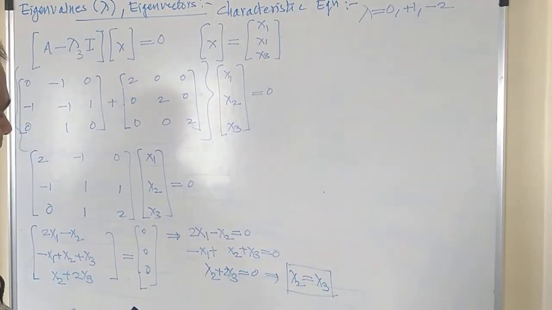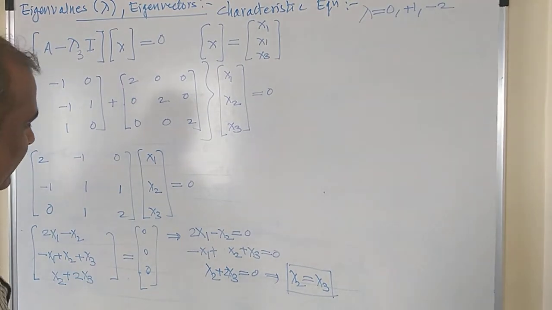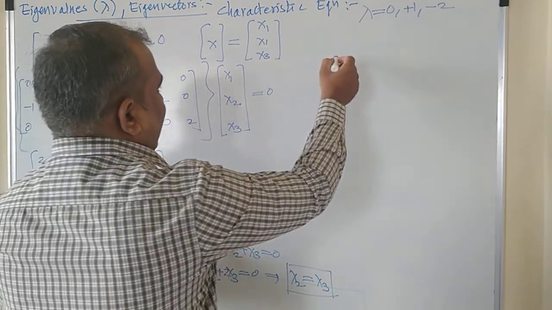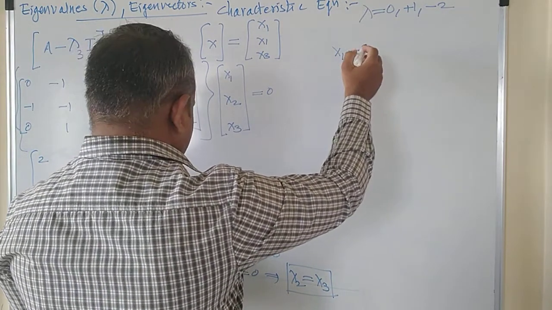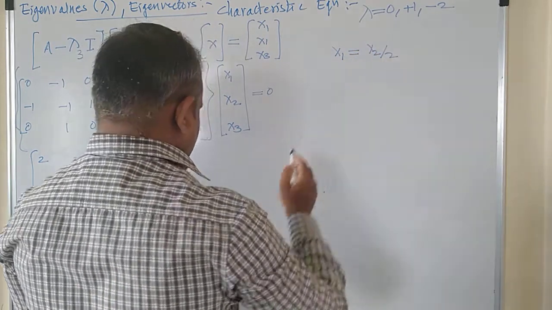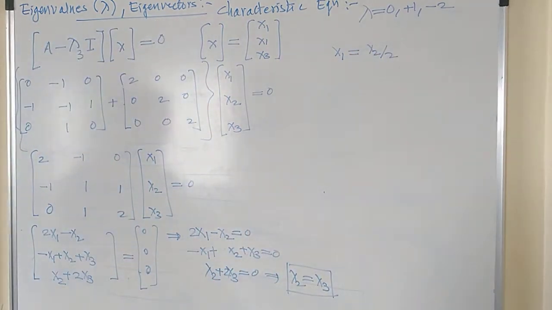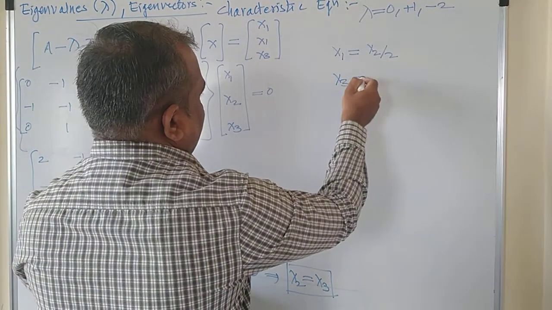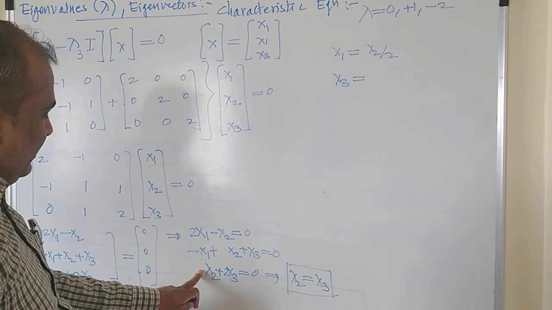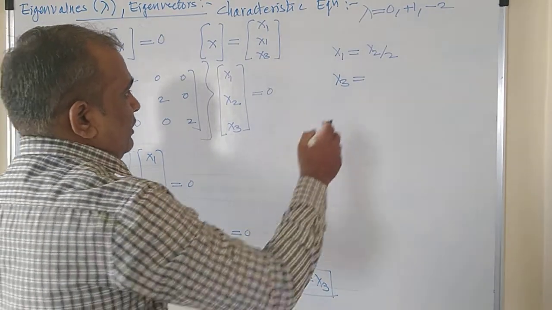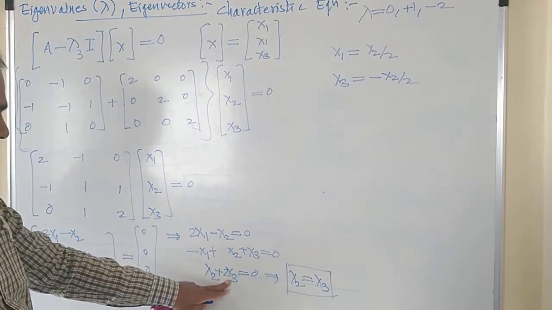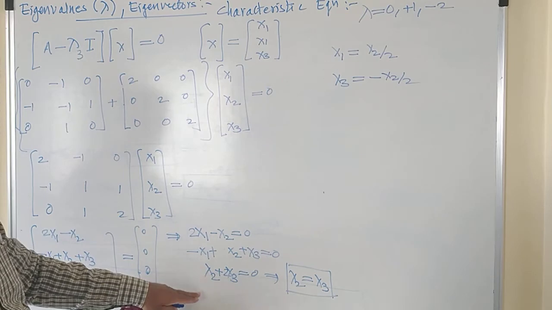Now from these equations, your eigenvectors are, let's take from equation number 1, 2x1 minus x2 equals 0, that means x1 is equal to x2 by 2, isn't it? And x3 I can write, from here I can write x3 is equal to, this will go to the other side, minus x2 by 2, isn't it? So x3 is equal to minus x2 by 2.